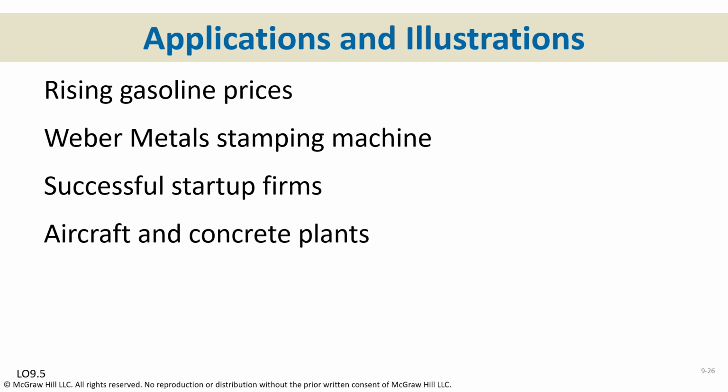A commercial aircraft requires large-scale production, which easily achieves economies of scale and requires few production plants. Concrete requires small-scale production, and therefore there are thousands of plants.